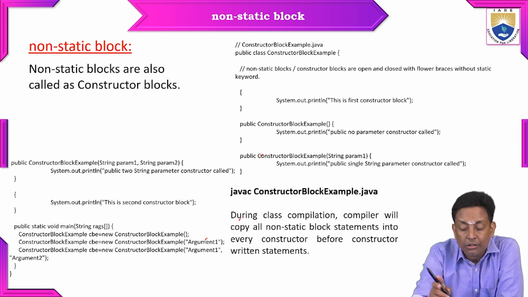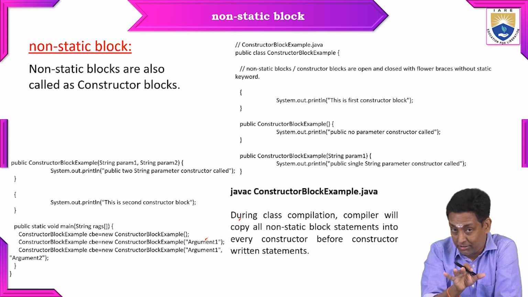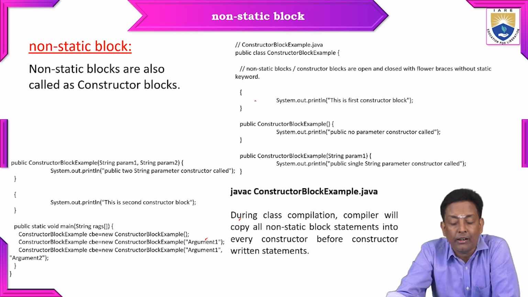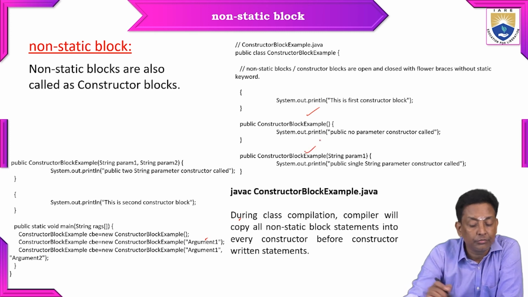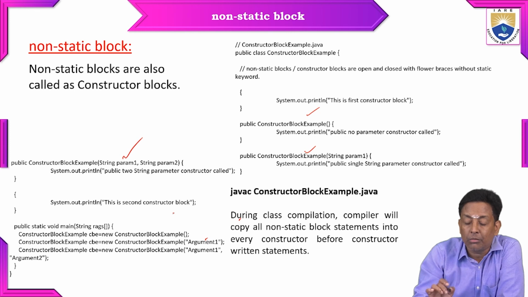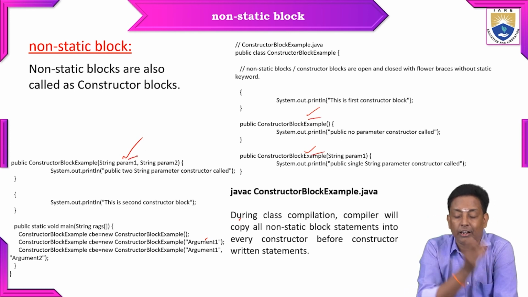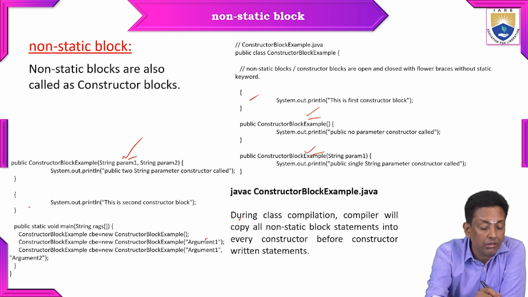So here one constructor block is written, and we can write any number of constructor blocks in Java. And here is a no parameter constructor example. Here is a single parameter constructor. Here is a 2 parameter constructor. And altogether, how many constructors? One no parameter, one single parameter, one 2 parameter. 3 constructors are there. And how many constructor blocks exist? This is one constructor block. This is another constructor block.